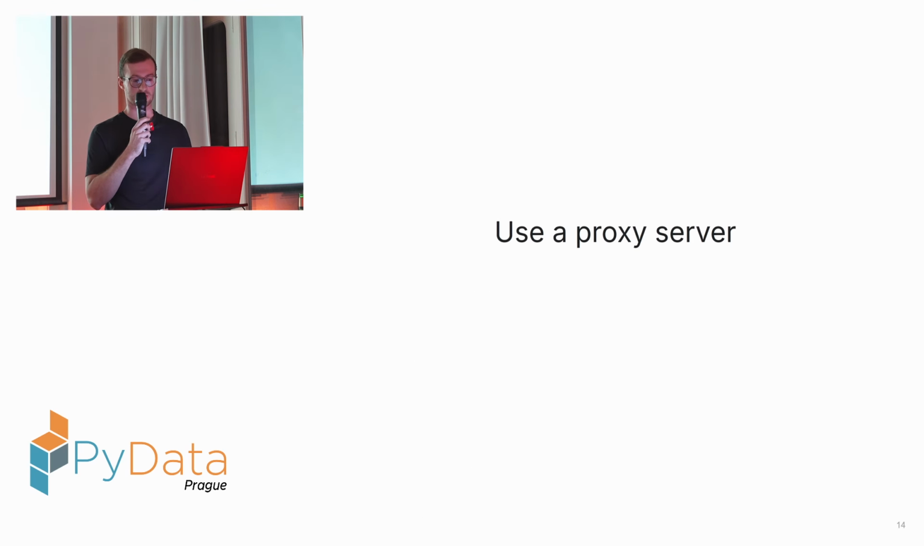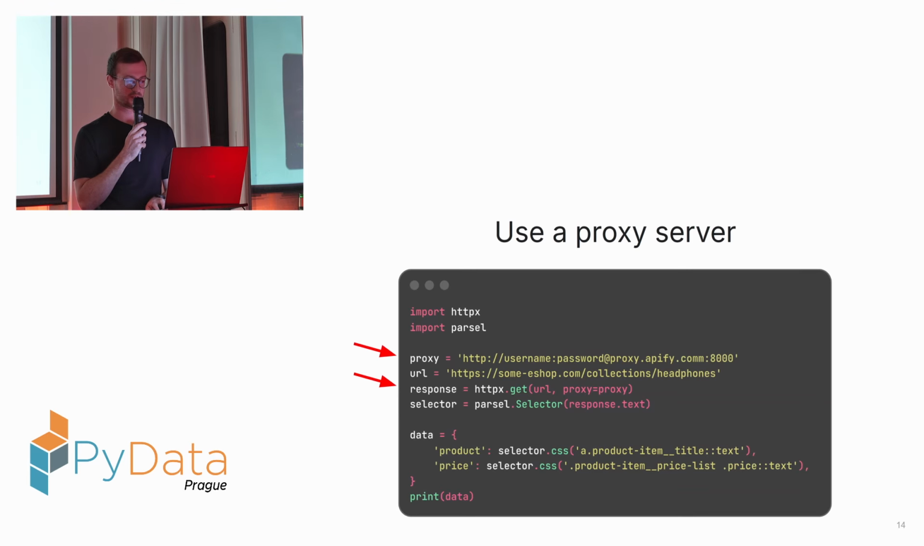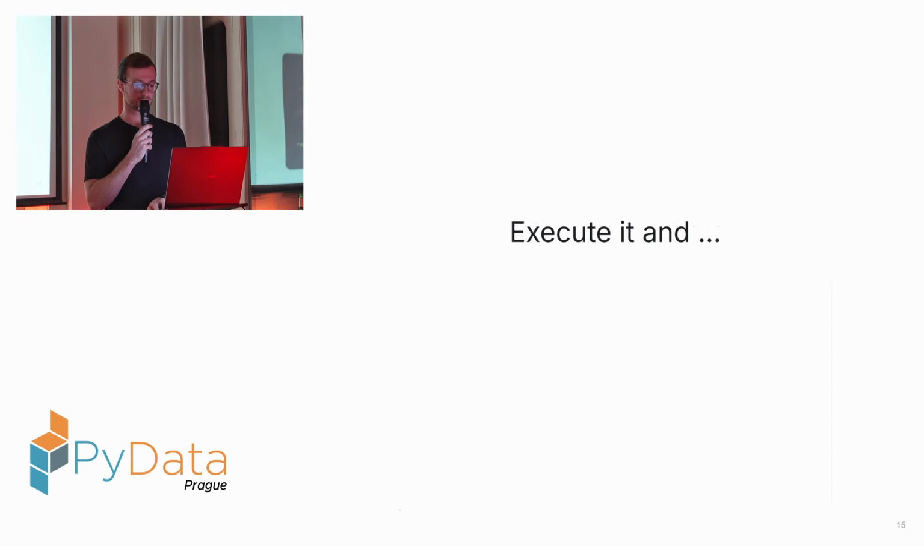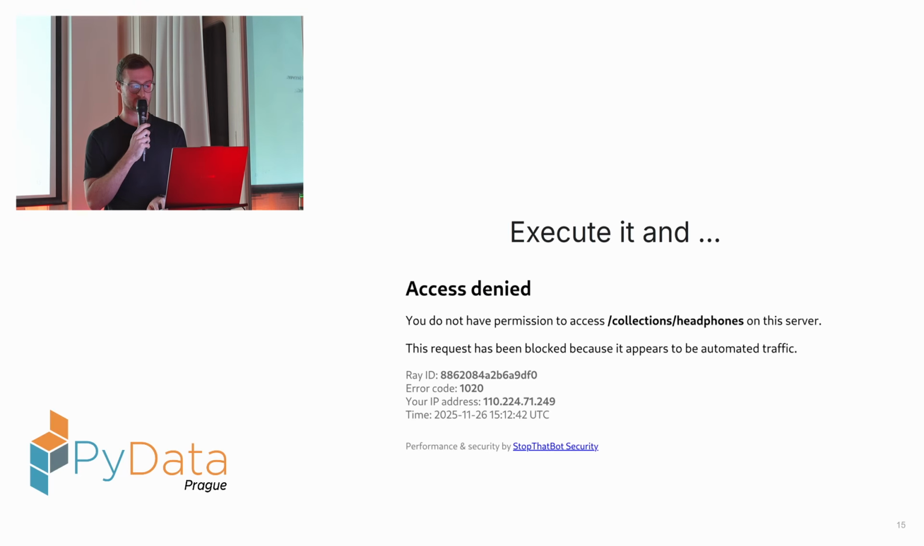Well, this is a well-known problem with a simple solution: we're going to use a proxy. So let's update our script to contain a URI to our proxy server and pass it to the HTTPX get method. Let's execute it, and well, we're still blocked.